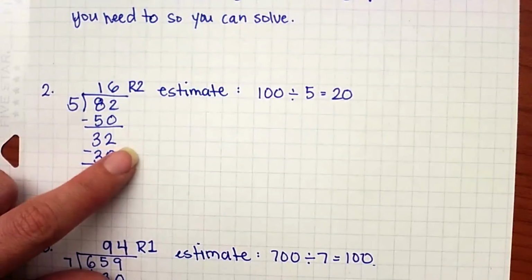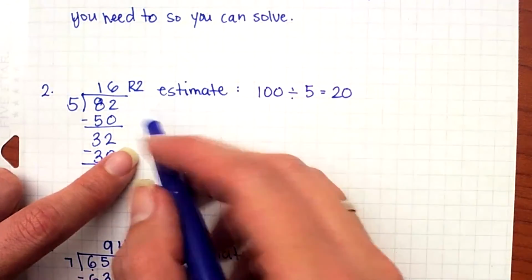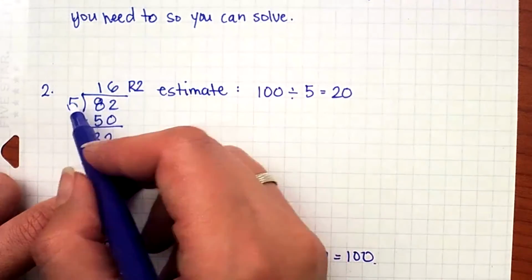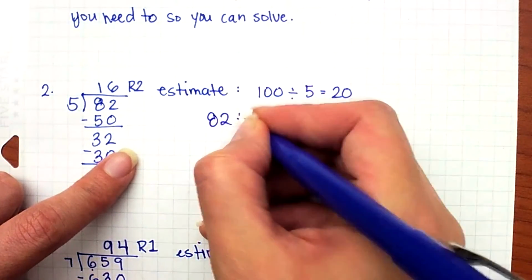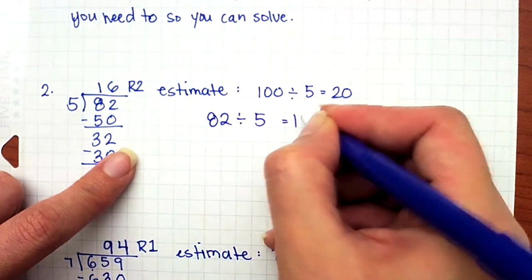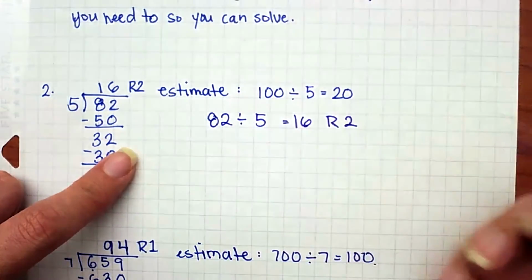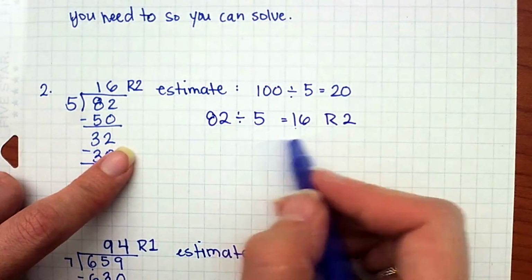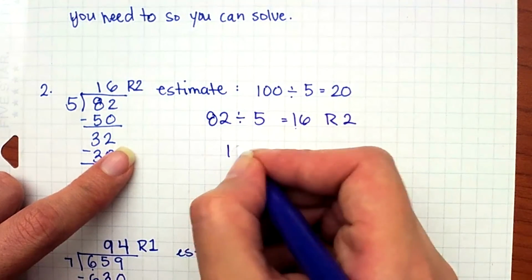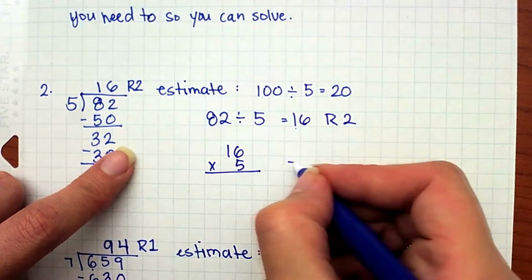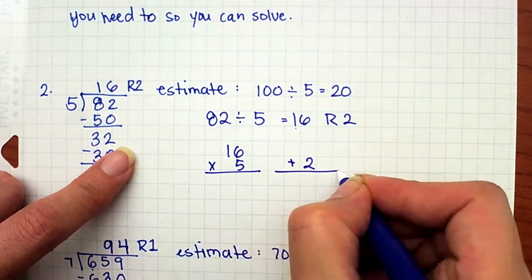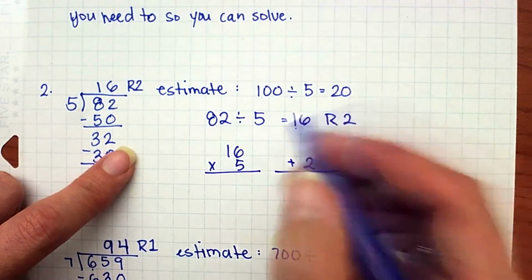I can do the same thing up here. So I can do 16 times 5. So instead of having 82 divided by 5 is equal to 16 with a remainder of 2, I'm going to work backwards. 16 times 5, and then whatever I get, I'm going to add my 2 because that was my remainder.